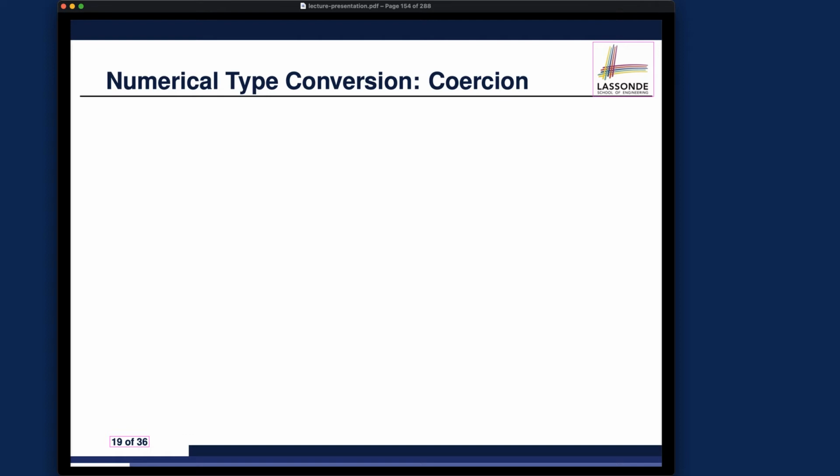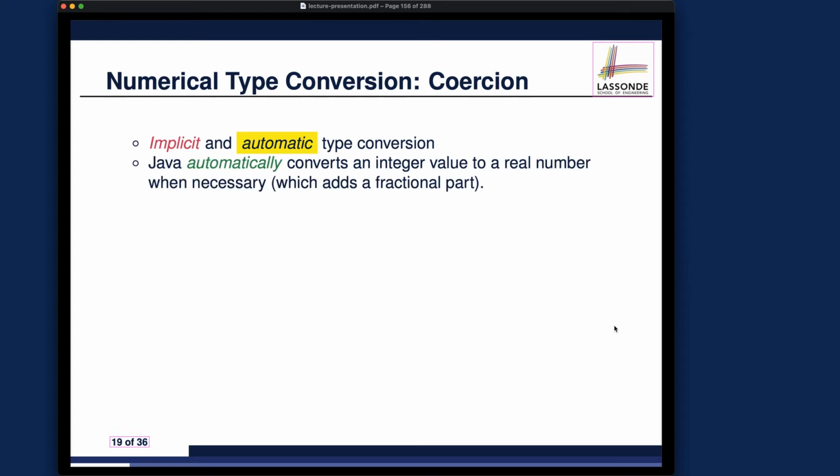So what's coercion really? It's implicit and automatic, which means you don't need to do it by yourself. Java runtime will do it for you, and it's called automatic type conversion. So how does it work? Java automatically converts an integer value with no fractional part into a real number, like a floating point. Basically, from a value without any fractional part into another value with a fractional part, when necessary. Okay, let's see exactly how this works by examples.